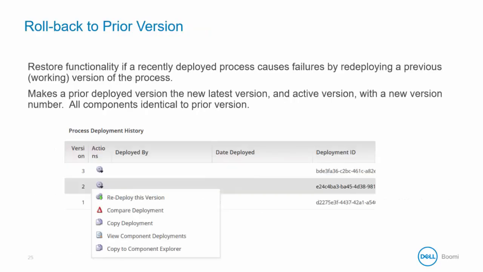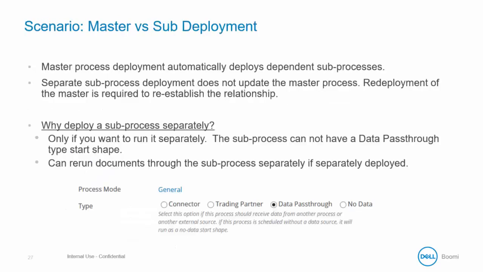Another strategy for the hotfix situation would be to roll back to a previous revision of the process while the development team is working on the fix. Going back to a stable version of the process can be very helpful. You would go to the stable version in the Deploy tab and click on the gear and select Redeploy this version. This is common when you encounter problems with a hotfix. The restore makes a prior deployed version the new latest version and active version with a new version number. All components are identical to the prior version.